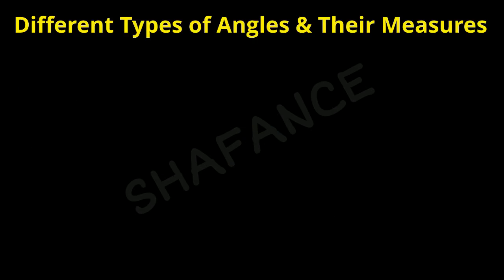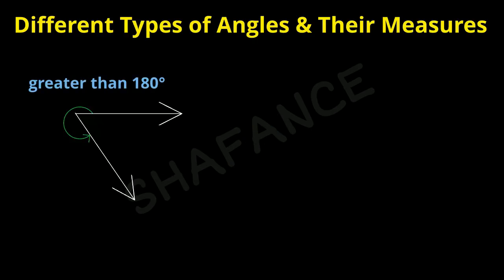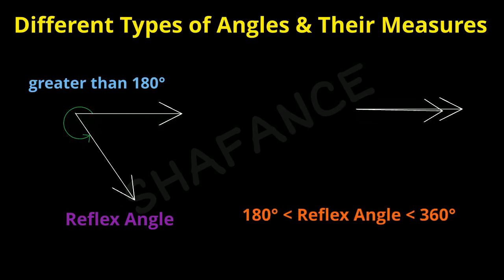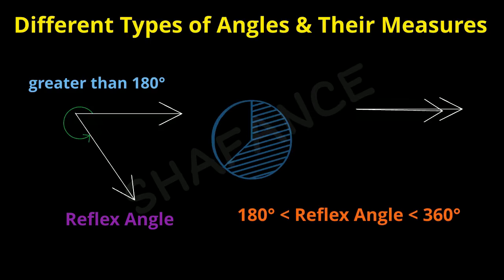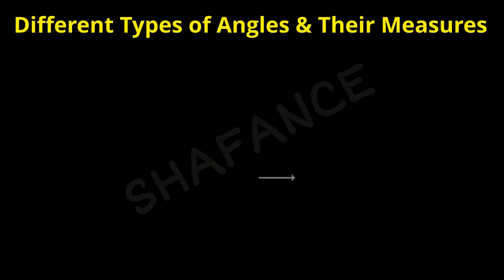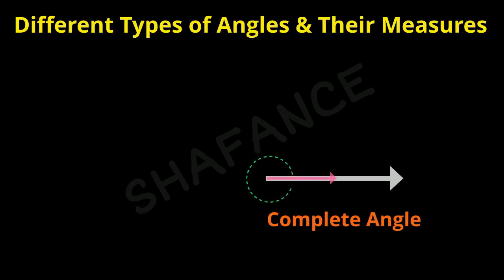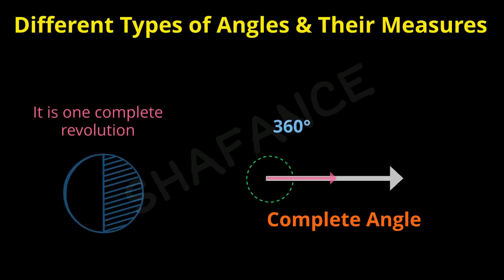Next, we have an angle which is greater than 180 degrees, but it is less than 360 degrees. This is called a reflex angle. So, a reflex angle lies between 180 degrees and 360 degrees. That is, it is greater than 180 degrees, but it is less than 360 degrees. At last, we have the complete angle, that is 360 degrees, and it is equivalent to a complete revolution.